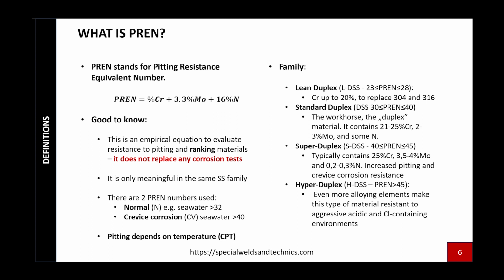A lean duplex material means we have an alloy where the PREN number is between 23 and 28. A standard duplex material is between 30 and 40. Super duplex materials have a PREN usually between 40 and 45. And materials with PREN number higher than 45 are called hyper duplex material. So that's all about the PREN numbers.